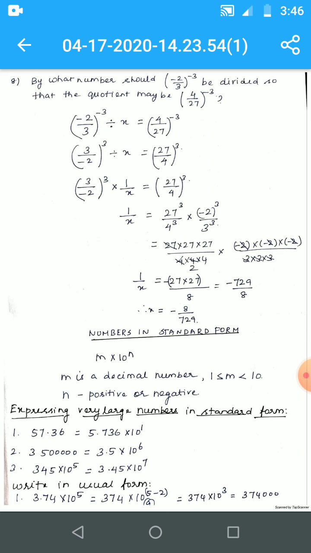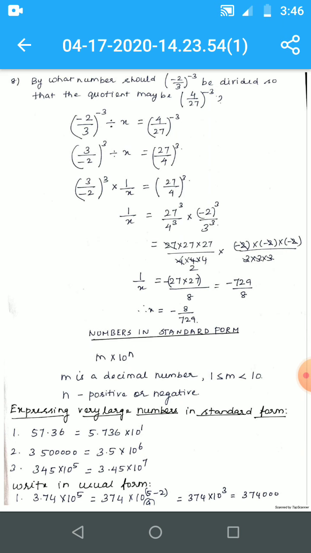Numbers in standard form. How to represent a number in standard form? m into 10 to the power n, where m is a decimal number. m must be greater than or equal to 1, but it should be less than 10. And in 10 to the power n, n can be positive or negative.